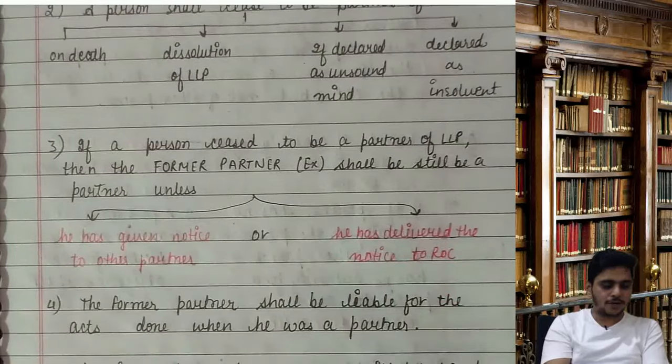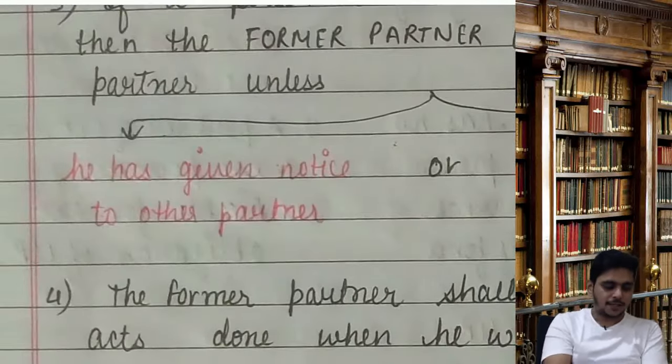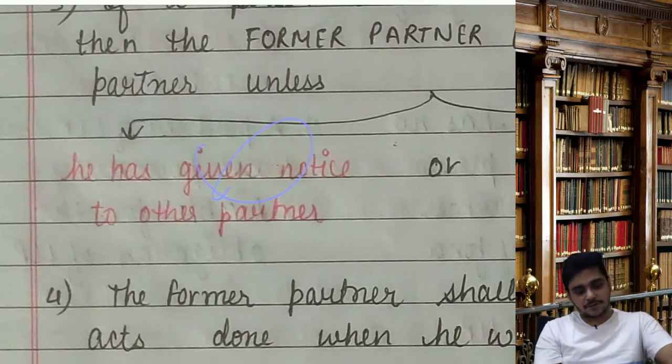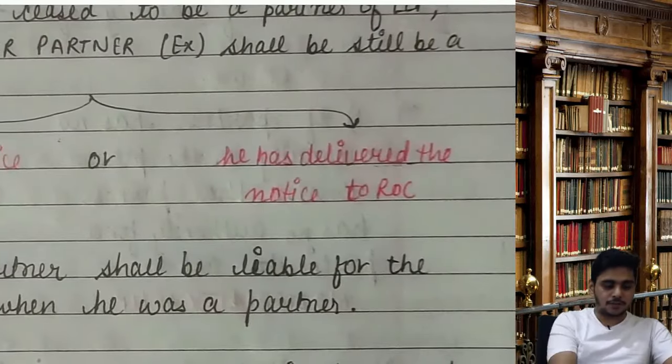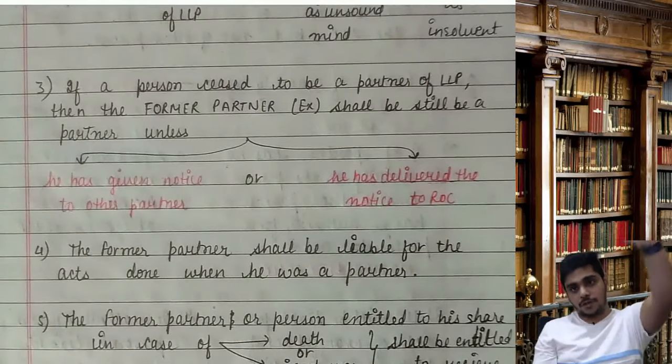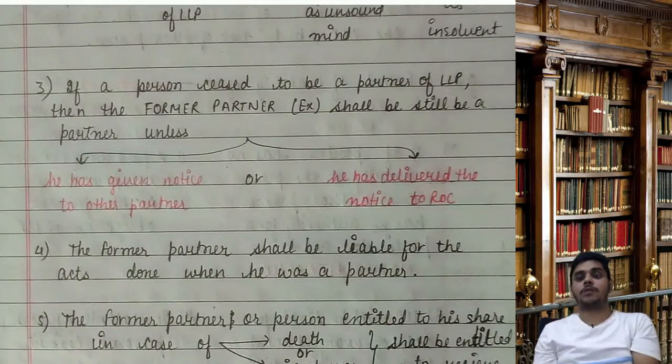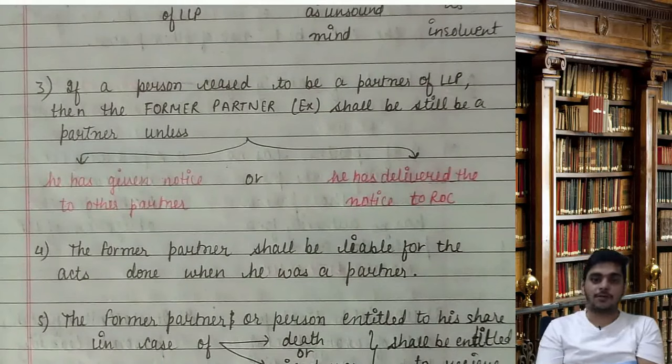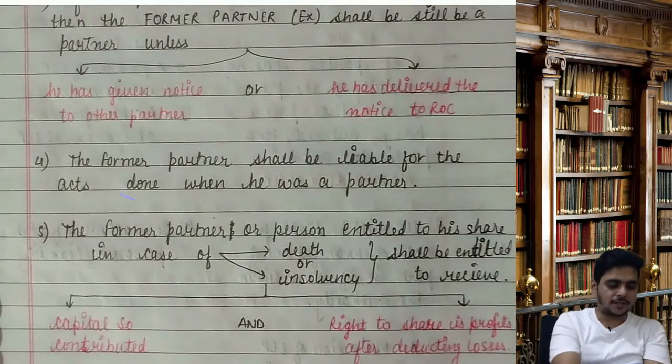If a person ceases to be a partner, then the former partner, that is the ex-partner, shall still be treated as a partner unless he has given the notice, because it is mandatory to give notice to the partners, or the notice has been delivered to the ROC. So you either inform the partners or you inform the ROC. Then only you cease to be a partner. What does that mean? If you have not given the notice, you are still a partner and you are liable for the debts. The former partner shall also be liable for the acts done while he was a partner.